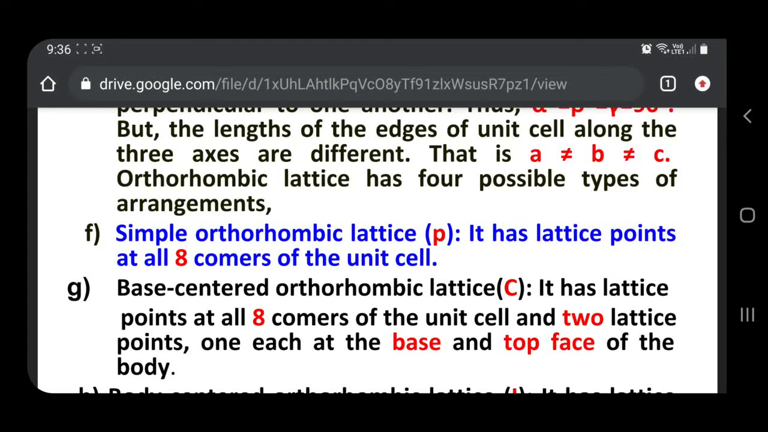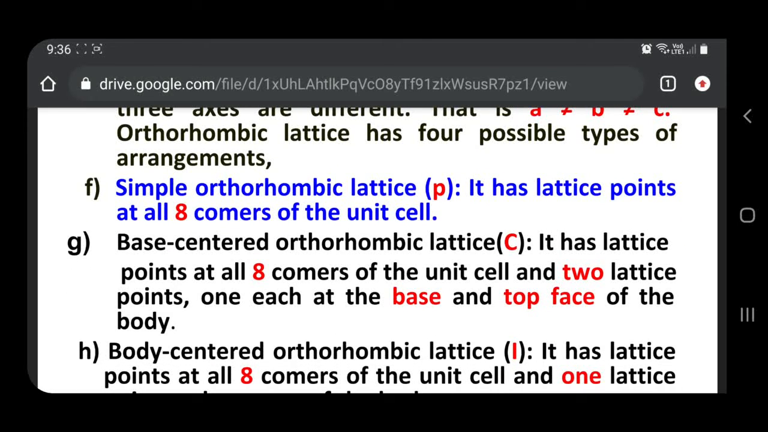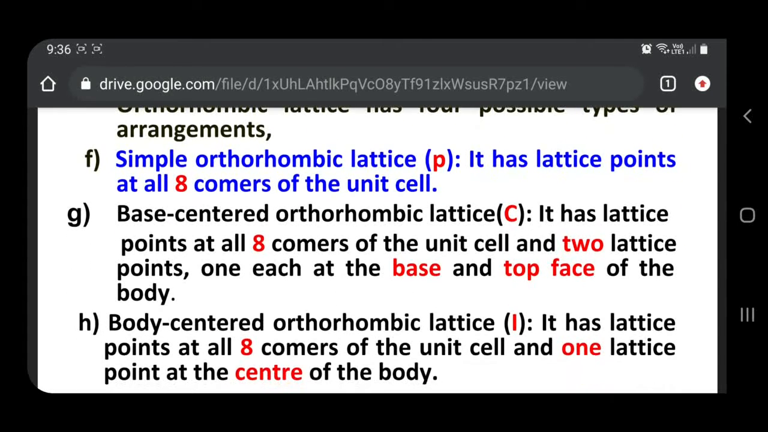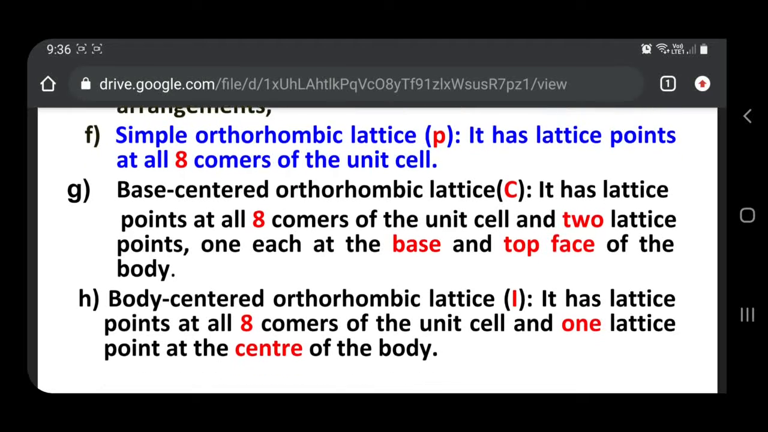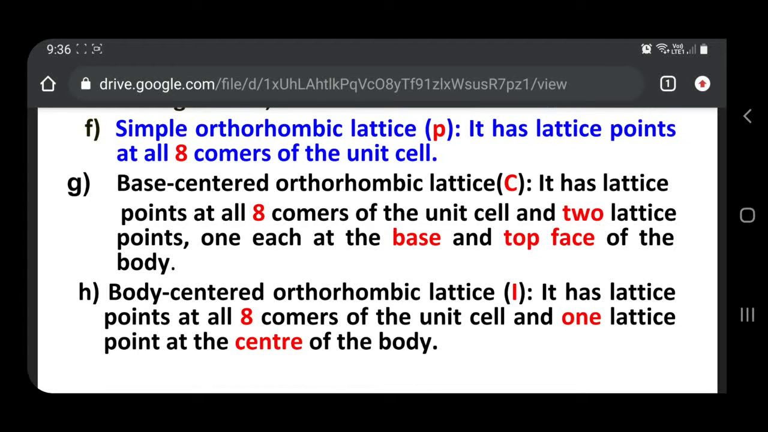And base centered. Along with body centered, you have a base centered orthorhombic lattice, which is represented as a C lattice. It has lattice points at the 8 corners, as well as 2 more lattice points, one each at the base of the cube, that is the unit cell, as well as at the top face of the body. That's why we call this a base centered orthorhombic lattice.